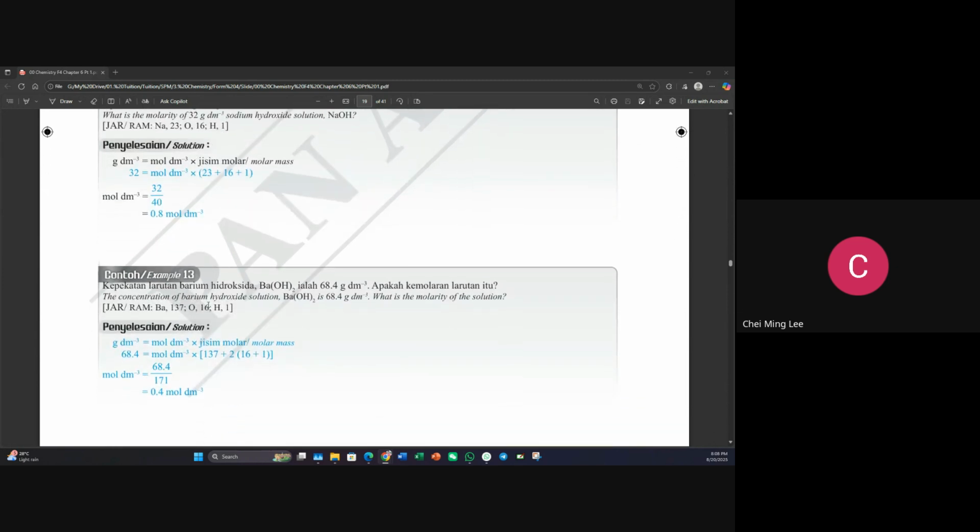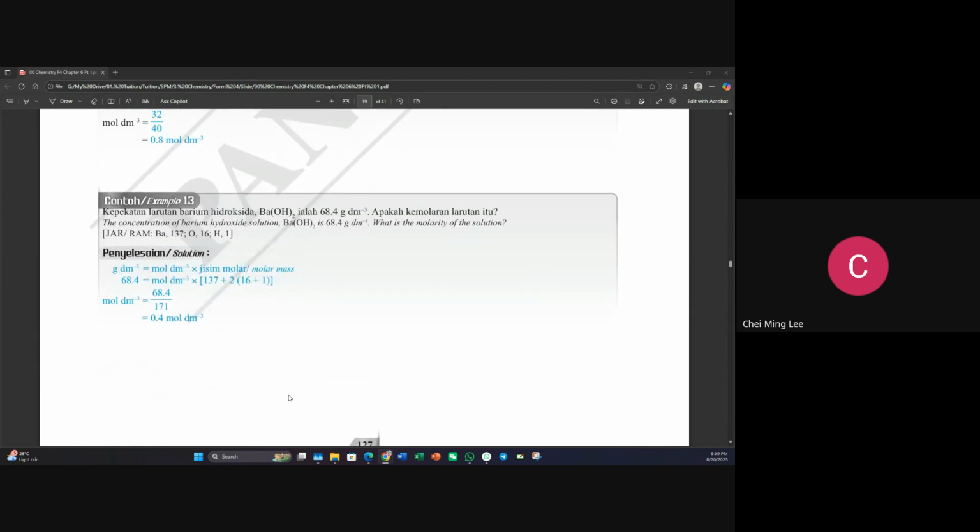Now, the concentration of barium hydroxide solution is 68.4 gram per dm cube. So he wants you to change to molality. Using the same formula, the concentration 68.4 equals molality times the molar mass. So if you want to do it straight away, it is the concentration divided by the molar mass. The molar mass for barium hydroxide is 171, so you get 0.4 mole per dm cube.